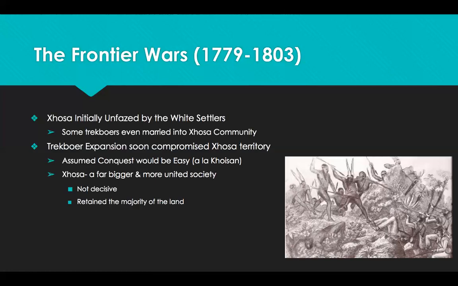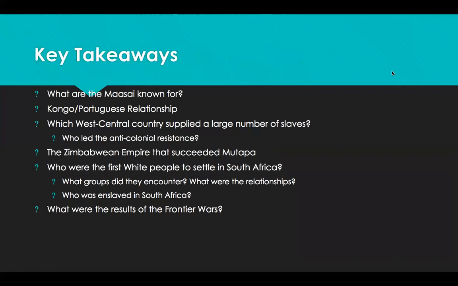So I believe that's it for our lesson today. Key takeaways: what are the Maasai known for, right? What are some of the things that the Maasai are known for? Talk a little bit about the Congo-Portuguese relationship. Which West Central modern-day country supplied a large number of slaves, and who, an example of somebody from there, led the anti-colonial resistance?